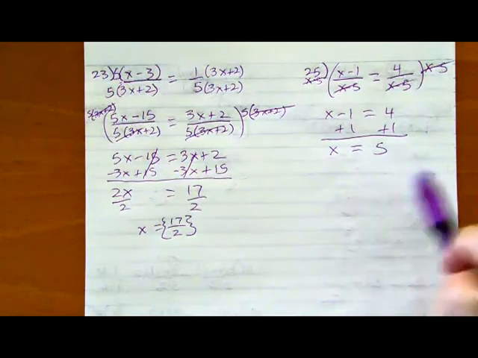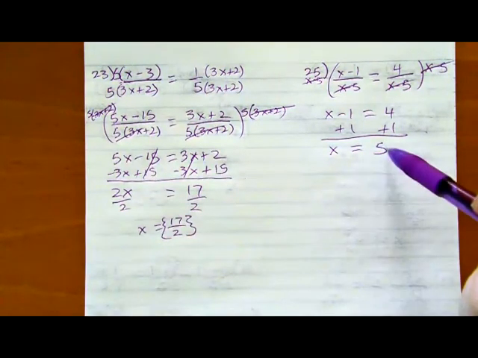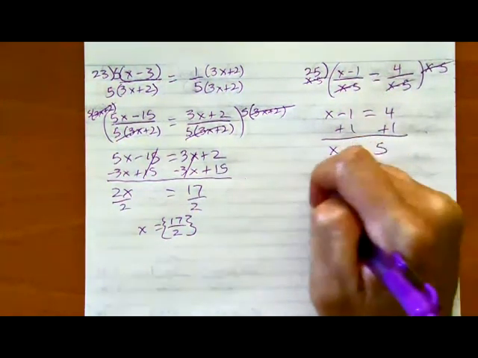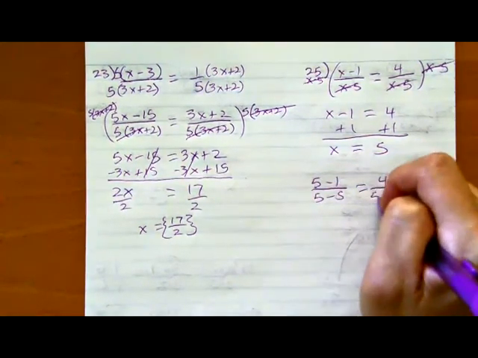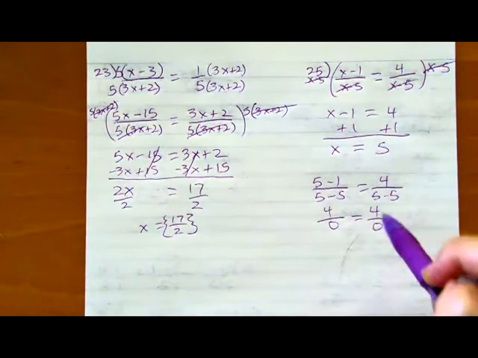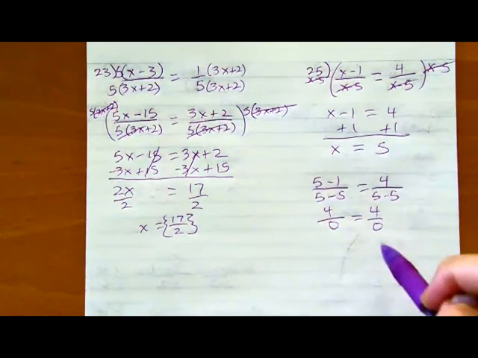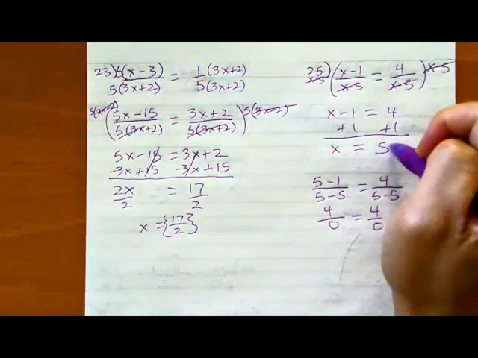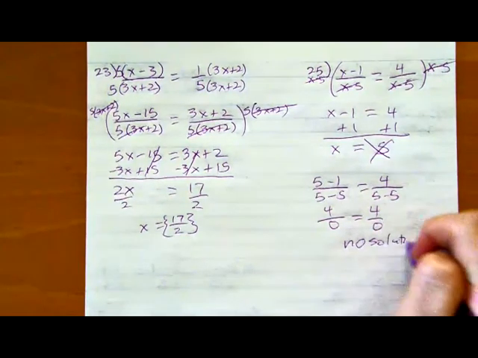Okay, trick question. This 5, we didn't check all the others, but this 5, if I stick it back into the original problem in place of x, we're going to get a 0 denominator. That's undefined. So since you cannot have a 0 denominator, 5 is not a solution. This one has no solution, or rather empty set.